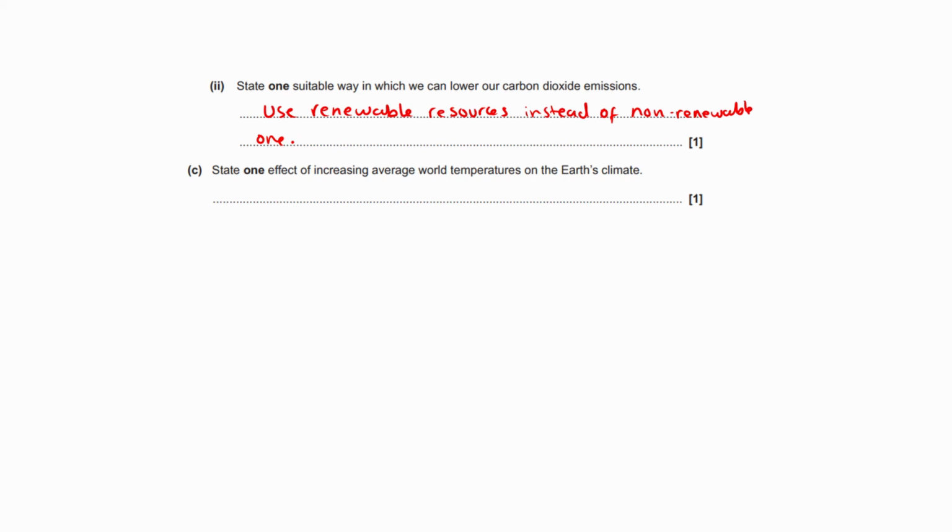State one effect of increasing average world temperatures on the Earth's climate. So obviously, if the globe becomes warmer, polar ice caps will melt and the sea levels would rise. This is just for 1 mark, you only need to mention one of those. You could have said flooding would increase, there would be less land for crops to grow, and there would be extreme weather patterns.